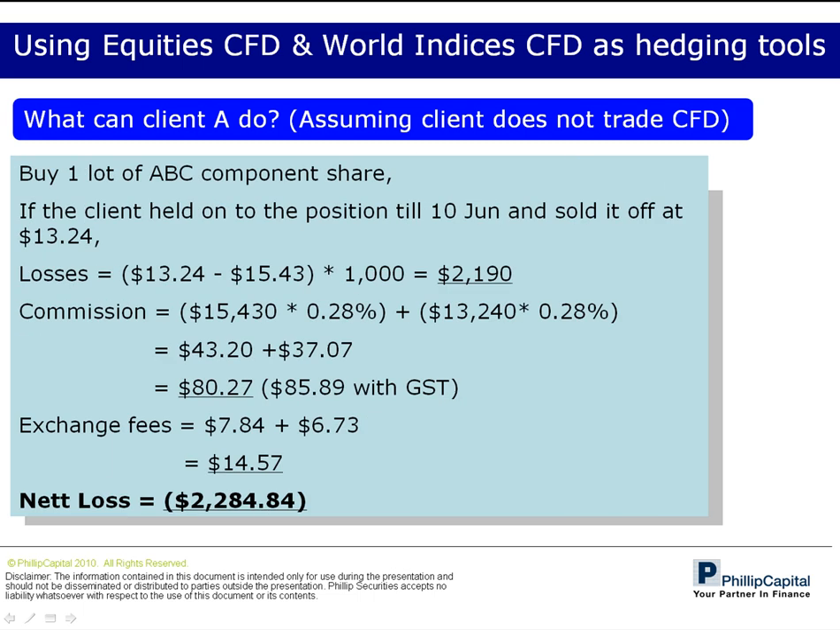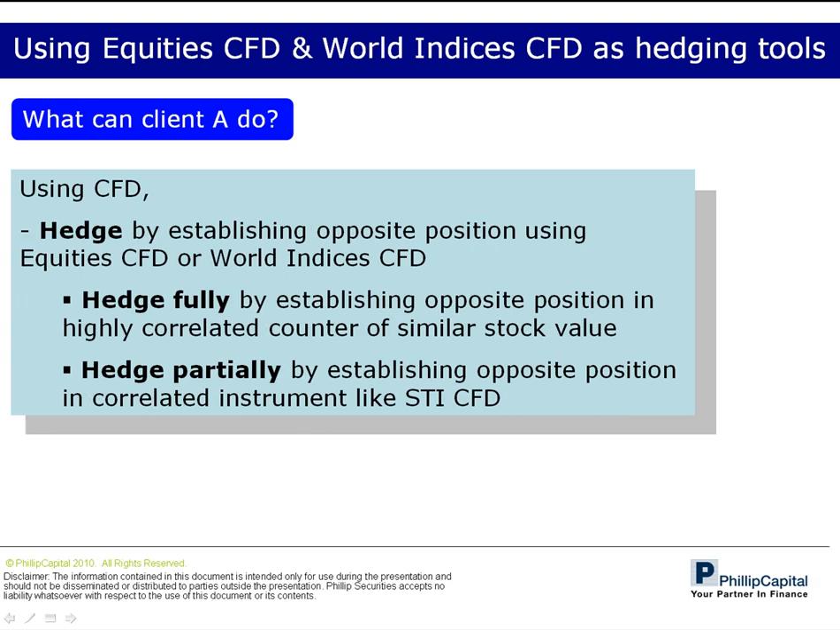In this case, he waited till the 10th of June, but the price kept falling to $13.24. His losses from this cash trade was $2,190. Commission incurred was $85.89, and exchange fees came up to $14.57. In total, the net loss incurred was $2,284.84.